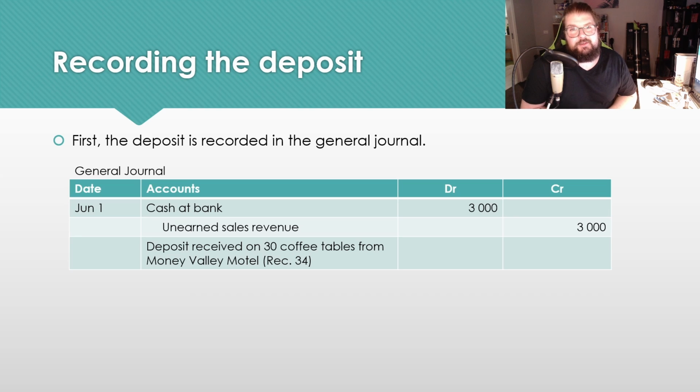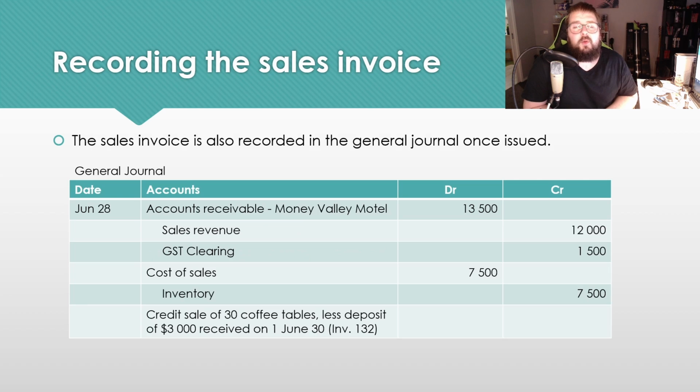The first thing we need to do is we need to record the deposit. And that's really straightforward because all it's doing is increasing cash at bank and increasing that current liability account. We don't have to worry about GST at this stage. Once we actually issue the sales invoice, it might seem a little bit more complex, but if you look at it, it does still work out like a normal sale.